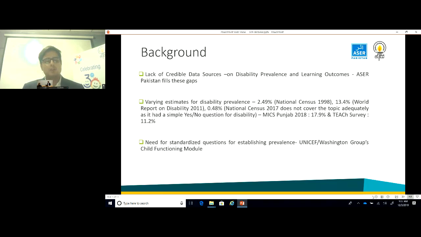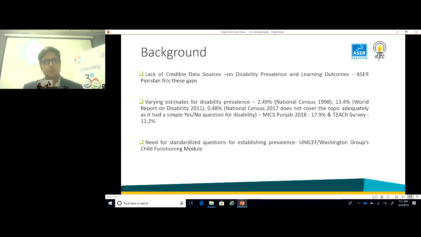Moving on to the background of our work on children with disabilities, we realized that there was a lack of credible data on disability prevalence and learning outcomes of children with disabilities. Because of this realization, we decided to undertake this study. The existing data sources that we had prior to this study have used different non-standardized questionnaires and methodologies, which has resulted in huge variations in the prevalence rates. To give you some examples, the National Population Census in 1998 states a disability prevalence rate of 2.48% among the total population, which has now reduced to 0.48% in the population census of 2017.